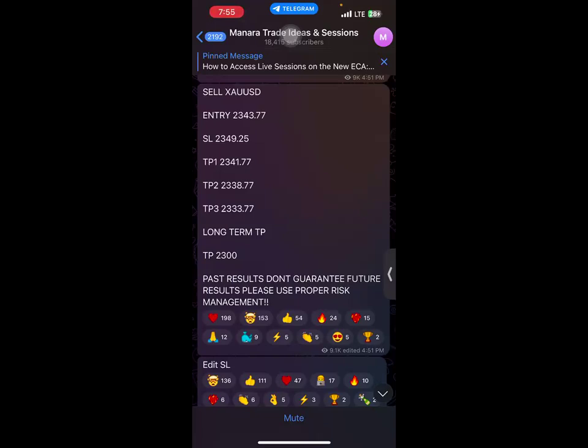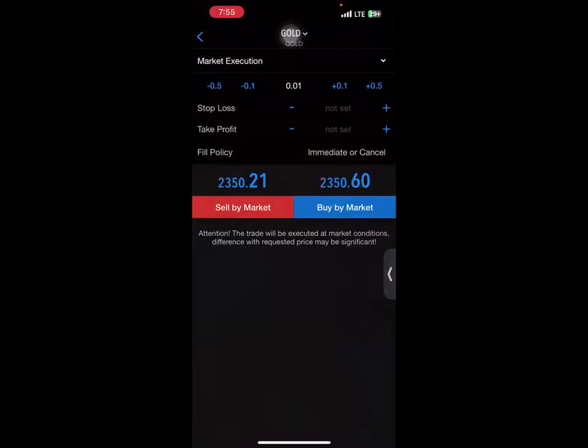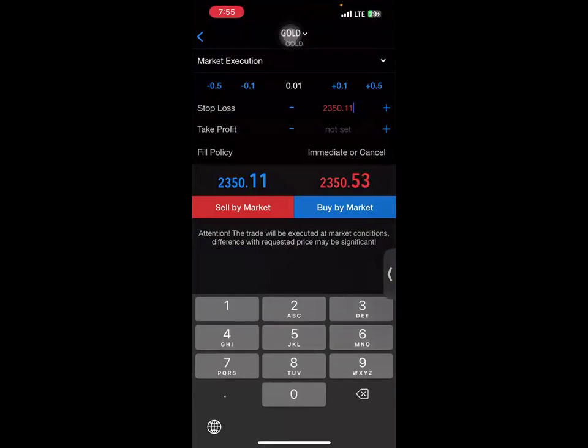Let's go back to MetaTrader 5. Entry 2343, and we were given a sell. I want you guys to know something. Please note this down; if you have a notepad and pen, just jot this down. For a buy, the market needs to go above your entry point in order for you to be in profit.